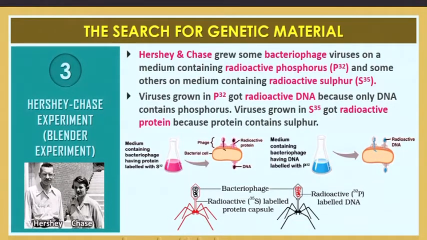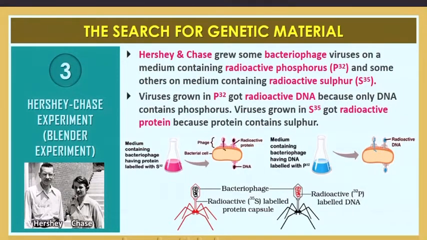Viruses grown in P32 phosphorus got radioactive DNA because only DNA contains phosphorus. Already we discussed, DNA is made up of 3 molecules: sugar, phosphate, nitrogenous bases. So since we are using the P32 medium, naturally DNA becomes radioactive. Viruses grown in S35 got radioactive protein because protein contains sulfur.